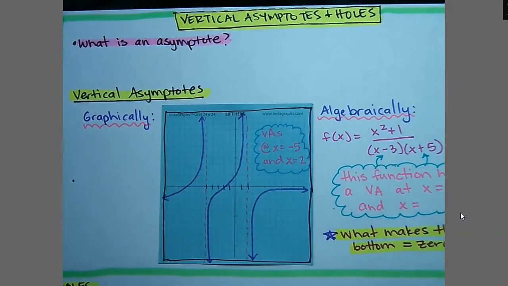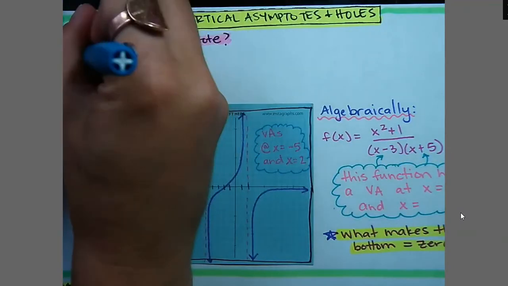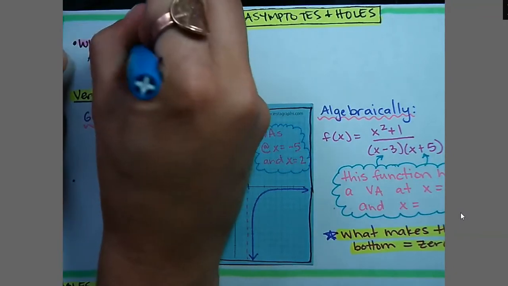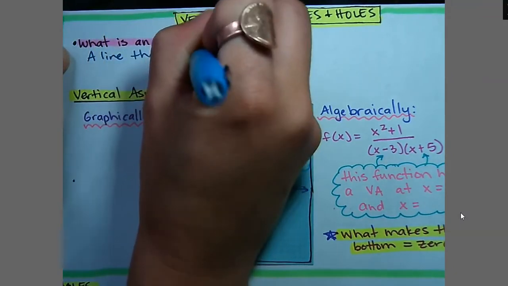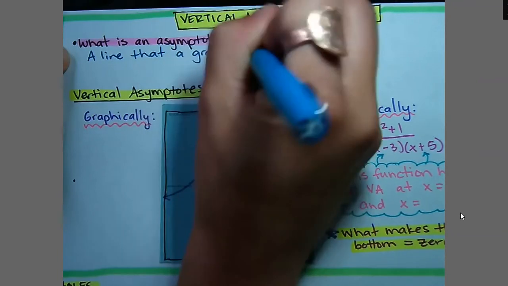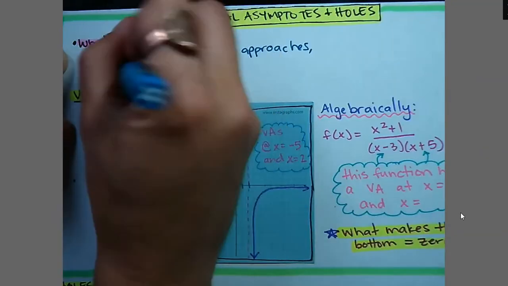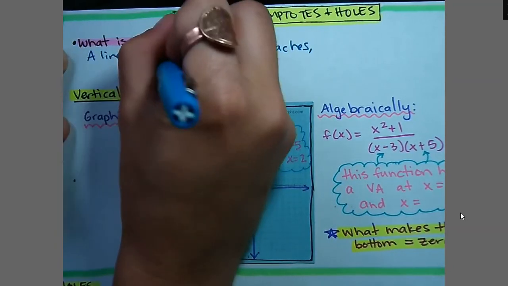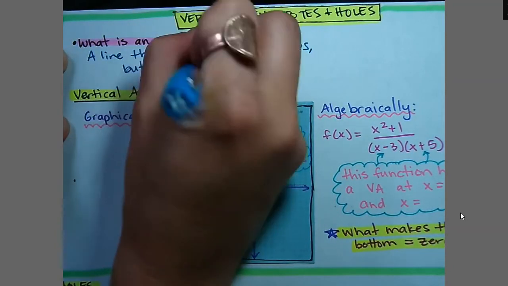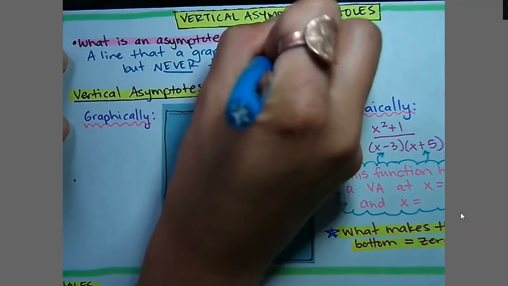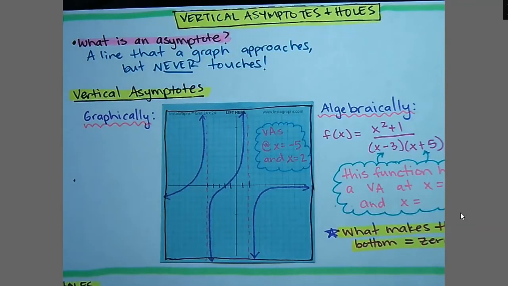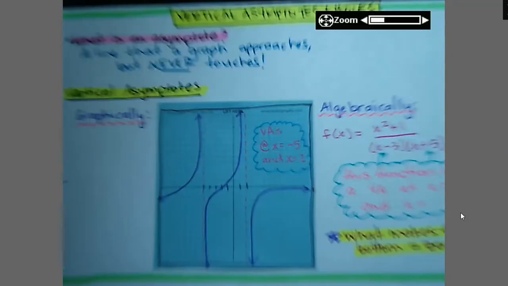Alright, so today we're going to be doing vertical asymptotes and holes, but what we need to start with is what is an asymptote. So, an asymptote is a line that a graph approaches, but it never touches it. Okay, so now that we know an asymptote is a line that a graph approaches but never touches, we can see what it looks like graphically.